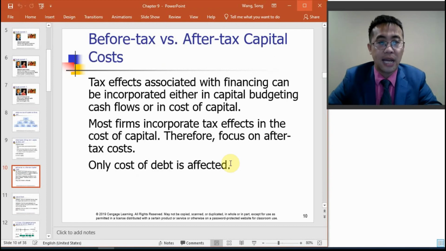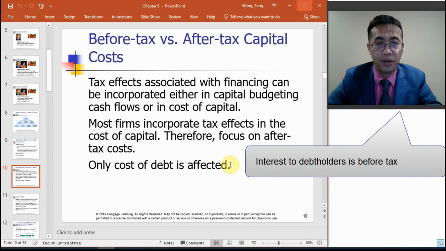And there's also tax effect. The interest payment to the debt holders are before tax. However, the dividends or other retained earnings payment to the stockholders are after tax. So we need to be clear about the difference. And when we're handling the cost of capital, we should know that cost of debt is before tax, and the cost of equity, which is measured in dividends, and also stock share prices, are after tax.